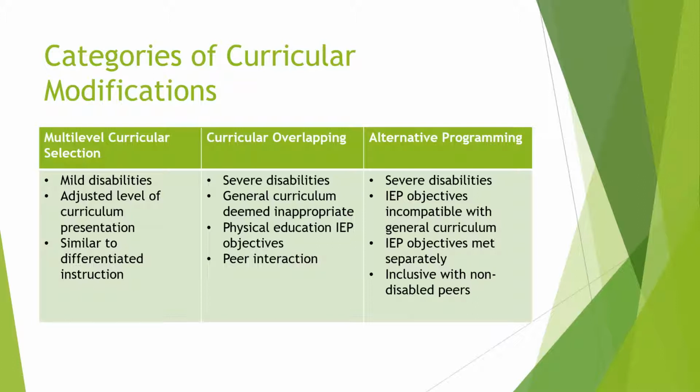In curricular overlapping, the general curriculum is determined to be inappropriate. This is for students with moderate to more severe disabilities. Here, students work on their individual physical education IEP objectives, which are embedded within the activity the rest of the students are participating in. This allows the student to work on their own content at their own level of success, however, still be able to interact with peers.